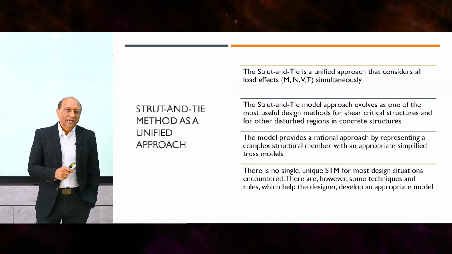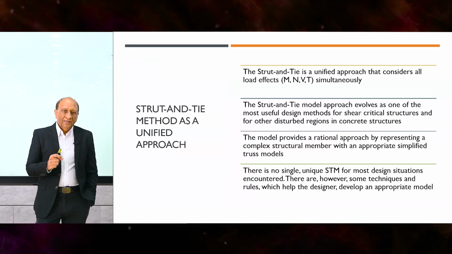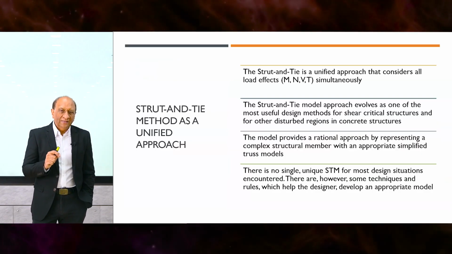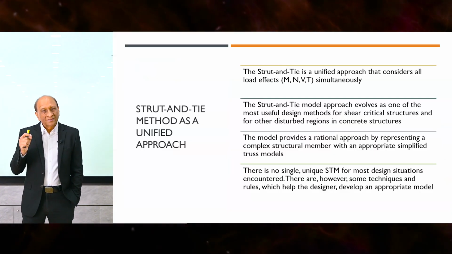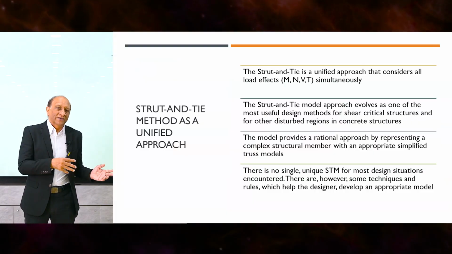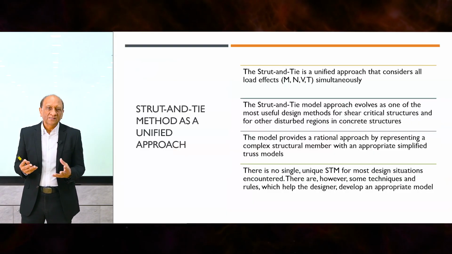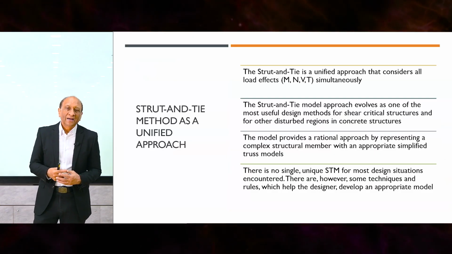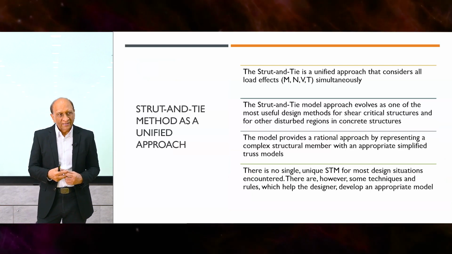So to conclude now, strut and tie method in a unified approach is that you can design it for moment, axial force, shear, and torsion. Only one model is sufficient. We don't need a separate flexural theory, a shear theory, and a torsion theory. All of this can be handled by a single model. That's the beauty of the strut and tie approach.